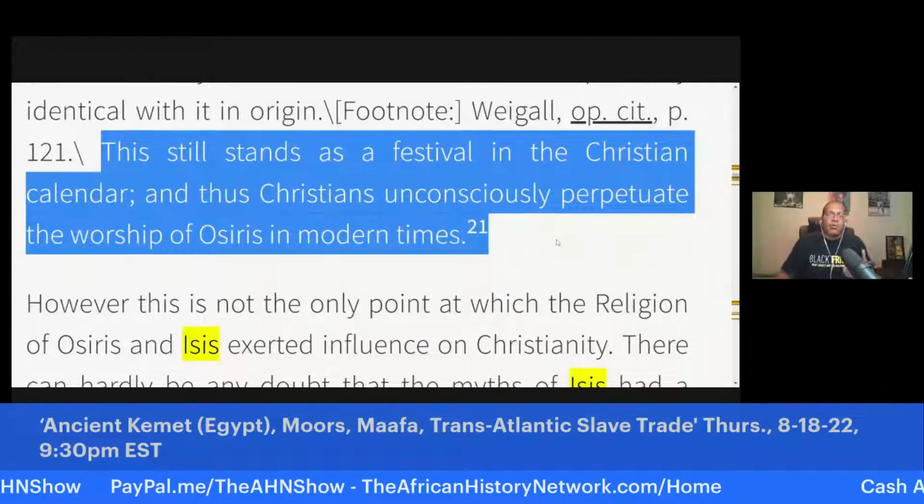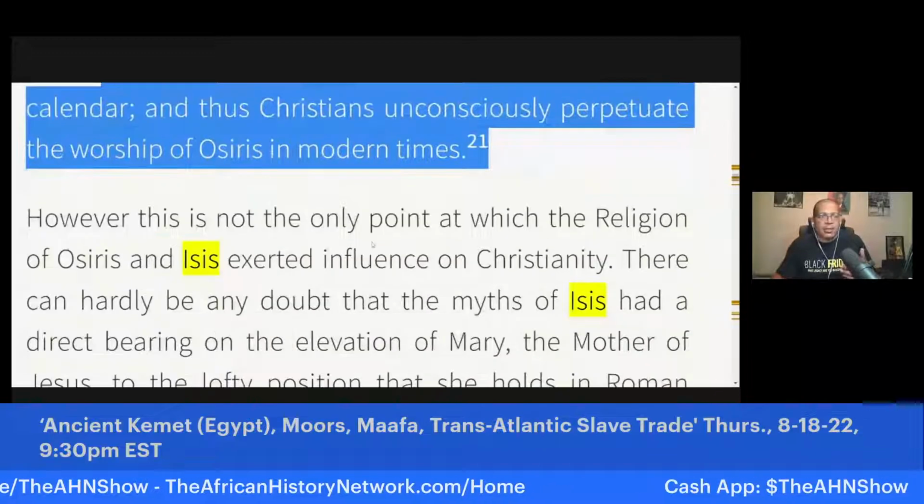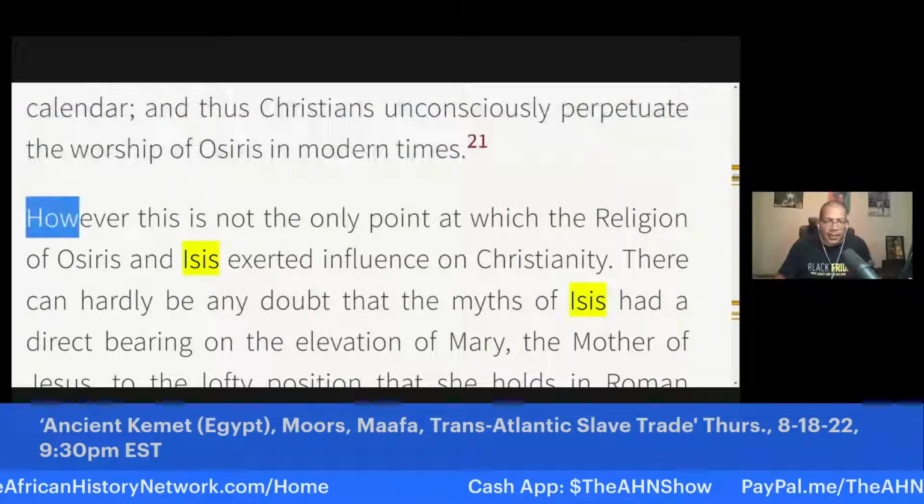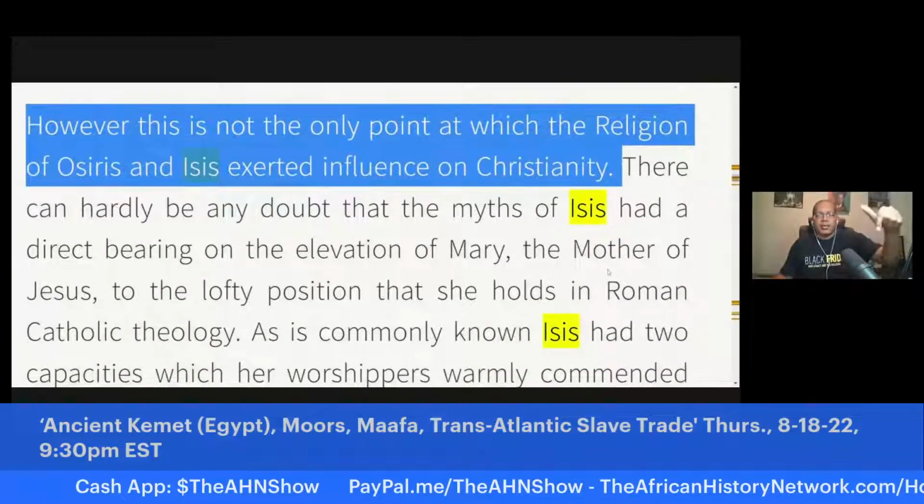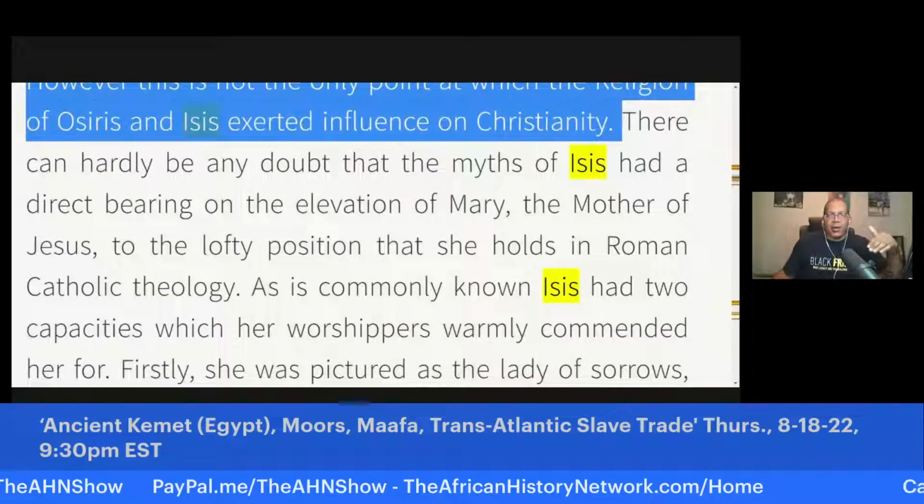However, this is not the only point at which the religion of Osiris and Isis exerted influence on Christianity. There can hardly be any doubt that the myths of Isis had a direct bearing.